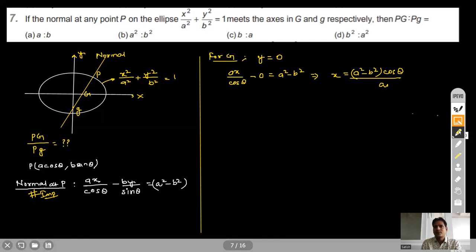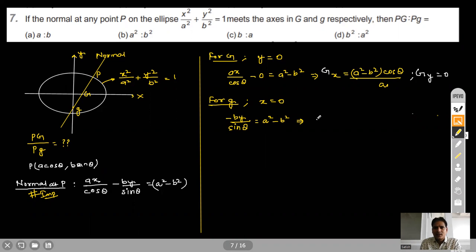So you can write it in this way also. This will be the x coordinate of G, right? And what will be the y coordinate of G? The y coordinate of G will be 0, no doubt, because this point G is lying on the x axis, right? So similarly, for the point small g, the x coordinate will be 0, right? So put x equal to 0 here. What will I get? I will get minus by upon sine theta is equal to a square minus b square.